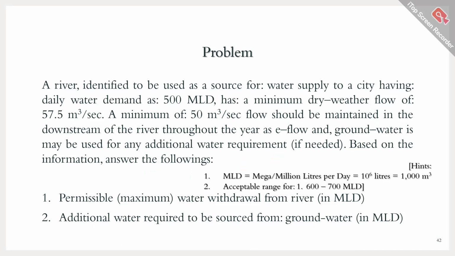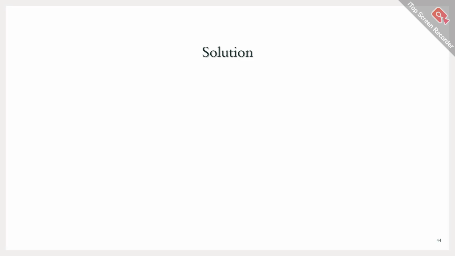All right. So now let's again see what the problem was. Here in our problem, a minimum 50 meter cube per second of flow is supposed to be maintained as e-flow throughout the year. So here the e-flow limit is fixed as 50 meter cube per second. And if there is any additional water requirement, then groundwater can be used to fulfill that requirement. The demand of water is 500 into 10 to the power 6 liters per day, and the minimum dry weather flow is 57.5 meter cube per second. These are all the data that is given.